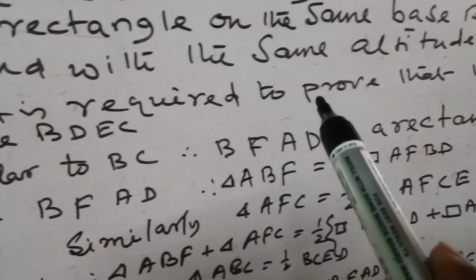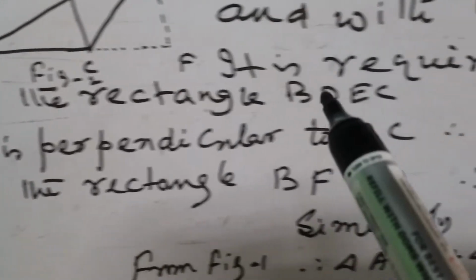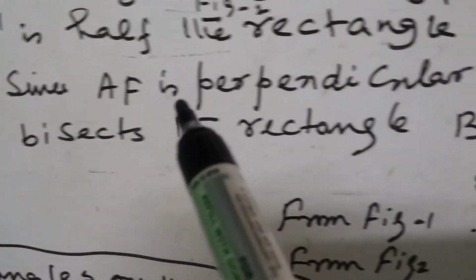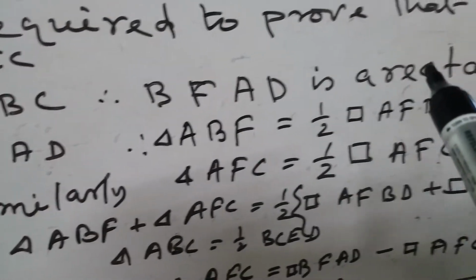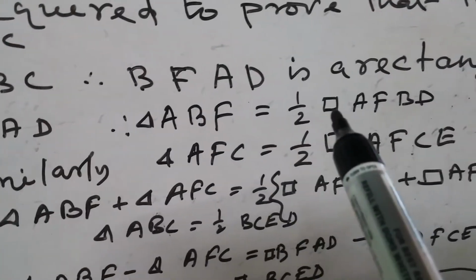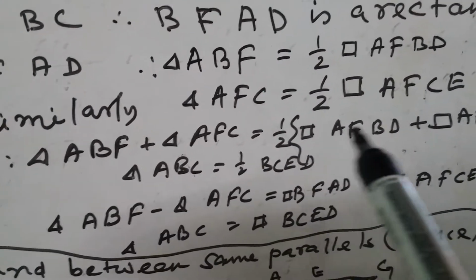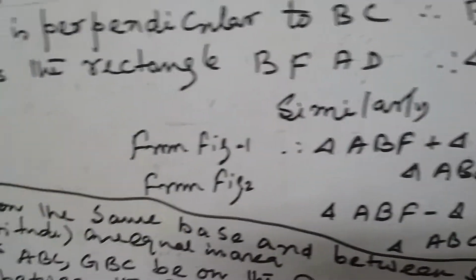Let ABC be the triangle and BDC a rectangle on the same base BC and with the same altitude AF. It is required to prove that the triangle ABC is equal to half of rectangle BDC. Proof: since AF is perpendicular to BC, BFAD is a rectangle. AB bisects the rectangle, hence ABF is equal to half of this. Similarly AFC is equal to half of this. If we add this, we get this. If we deduct this, we get this. Hence the complete proof.